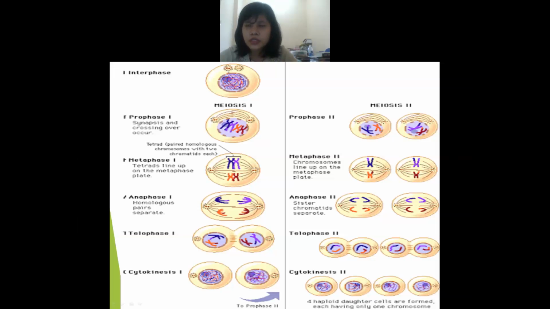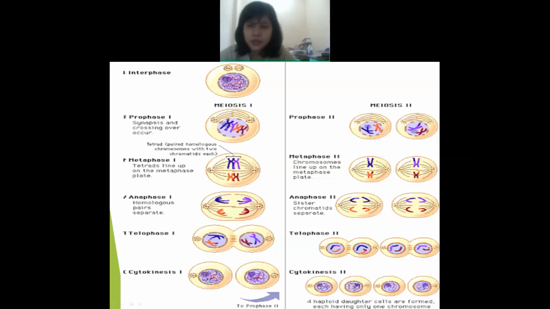Okay, even the spindle fibers you can't see. It's not in the interface. But as you come to the next phase, prophase 1, you will see that spindle fibers also occur, and even the chromosomes appear. From the picture itself, you can see chromosomes appear. Here it was not appearing. Everything was jumbled up, everything was together, so you were not able to see.